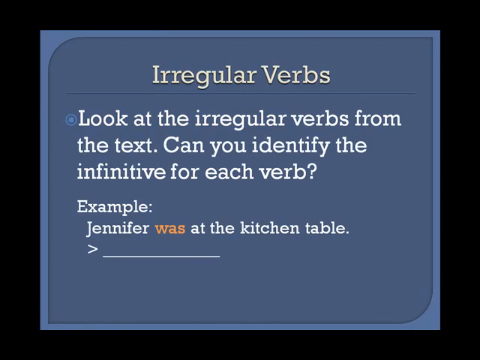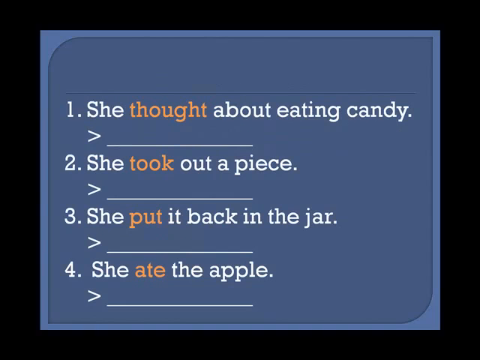Now look at the irregular verbs from the text. Can you identify the infinitive for each verb? Example. Jennifer was at the kitchen table. What's the infinitive? To be. Now it's your turn. Number 1. She thought about eating candy. The infinitive? To think. 2. She took out a piece. The infinitive? To take.